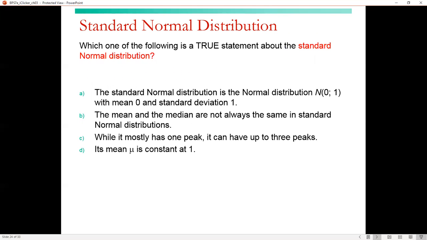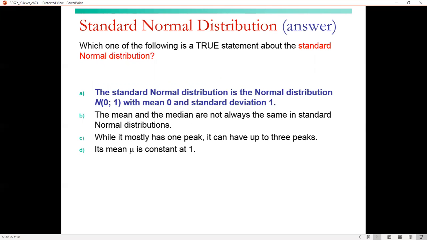Which one of the following is a true statement about the standard normal distribution? The only true statement is statement A, that the standard normal distribution is the normal distribution denoted capital N(0, 1), which means a normal distribution with mean 0 and standard deviation 1.